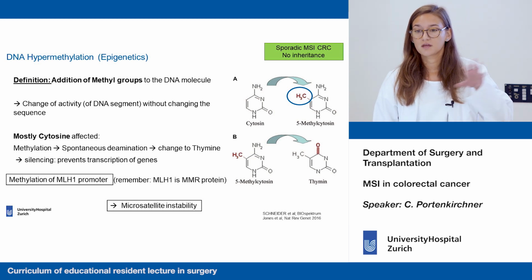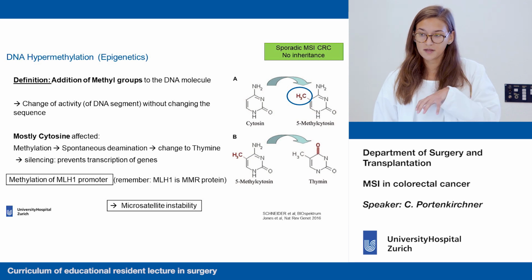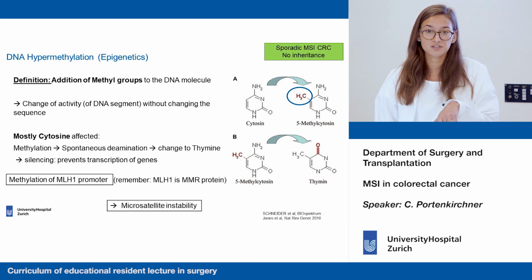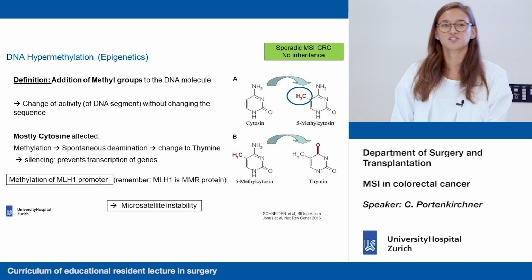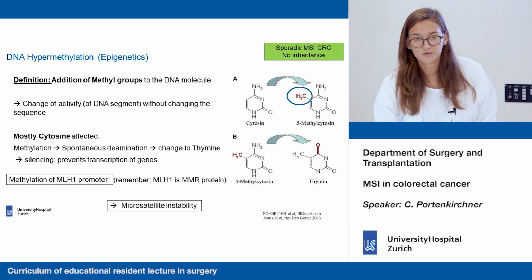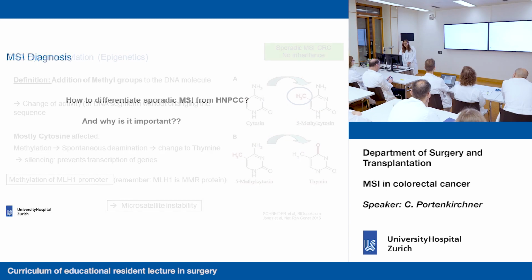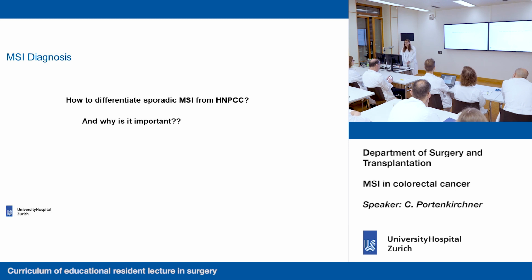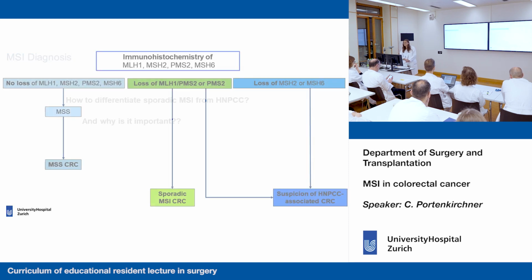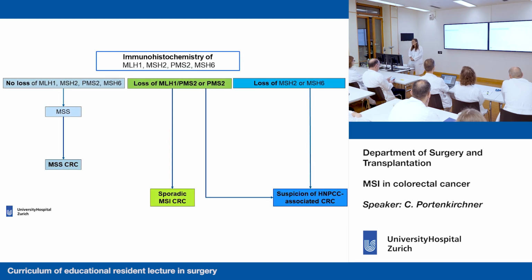So we have either the non-inherited pathway, like I just mentioned, the epigenetic DNA hypermethylation, or we have the germline mutation. How do we differentiate between these two pathways, and why is it important? We have to perform an immunohistochemistry to have a look at the genes and the proteins.